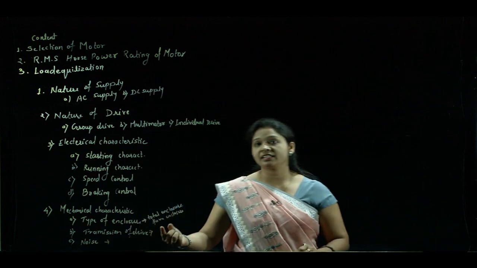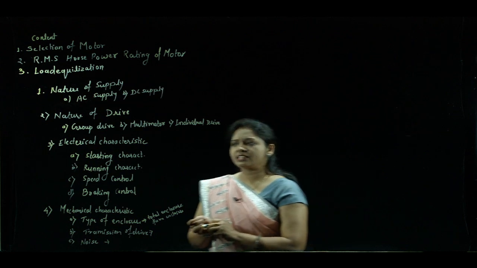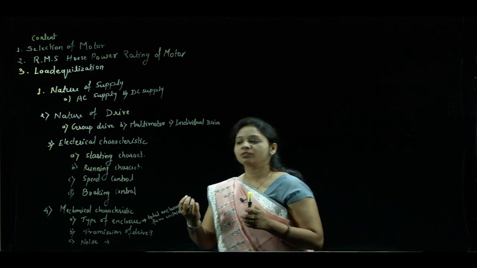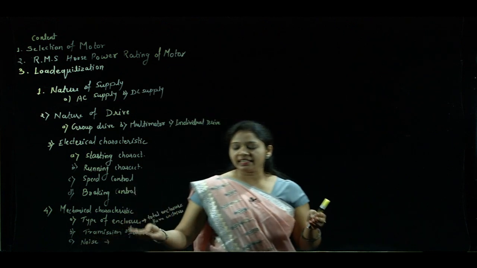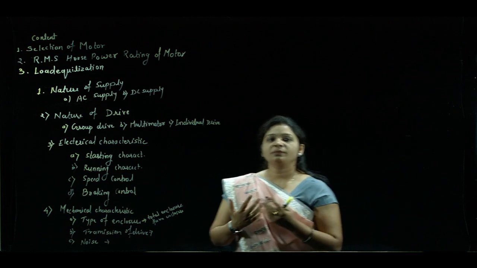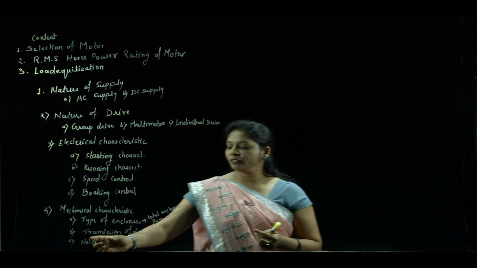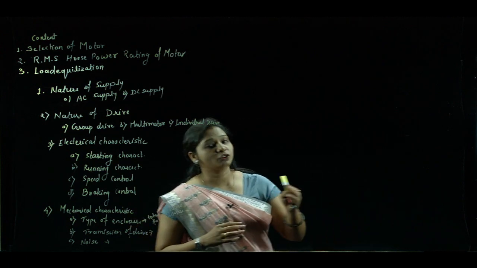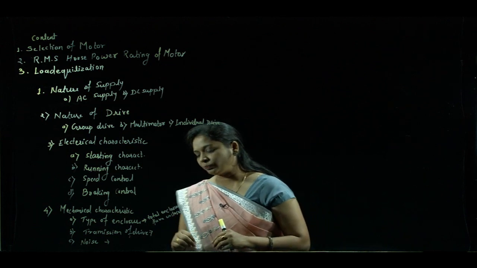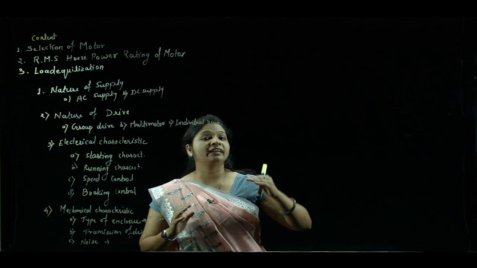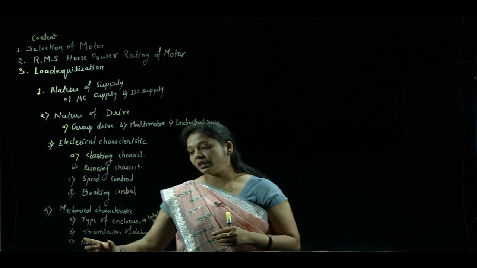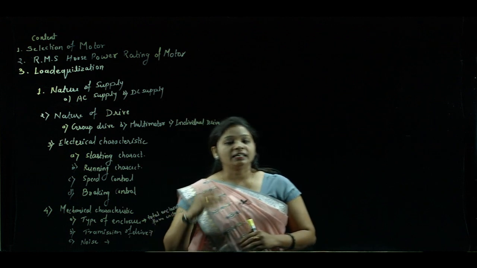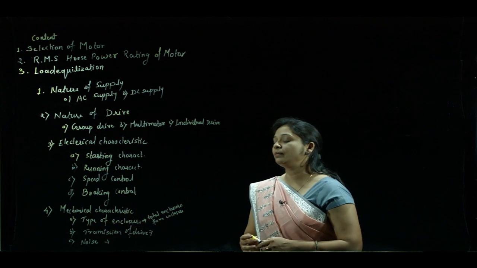Another important parameter is noise. In domestic applications and in hospitals, if the machine creates so much noise, the ambience of the hospital will not be good. So motors with less noise are preferred for domestic applications and for hospitals. The noise should not be greater than 70 dB. We can choose a motor in such a way that it will not create more noise. So this is one important parameter.